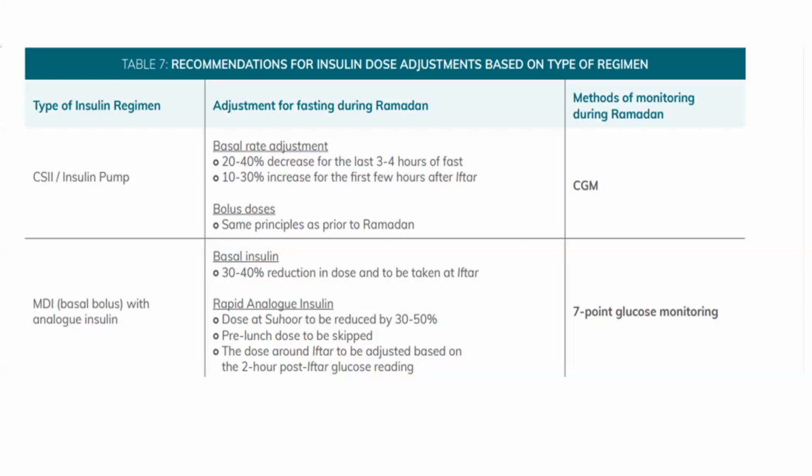But the suhoor dose is reduced because the suhoor meal is usually lighter in the majority of the cases, and hence the dose at suhoor, which is the morning time, is reduced by 30 to 50%. That is the advice for reduction. And as I mentioned in the slide before, the method of monitoring during Ramadan is a 7-point glucose monitoring.